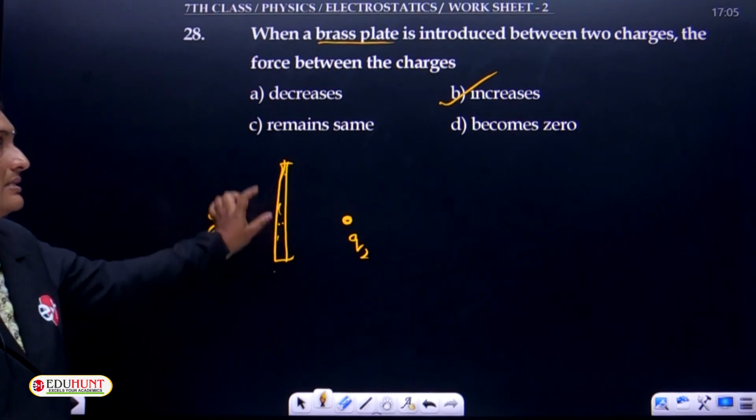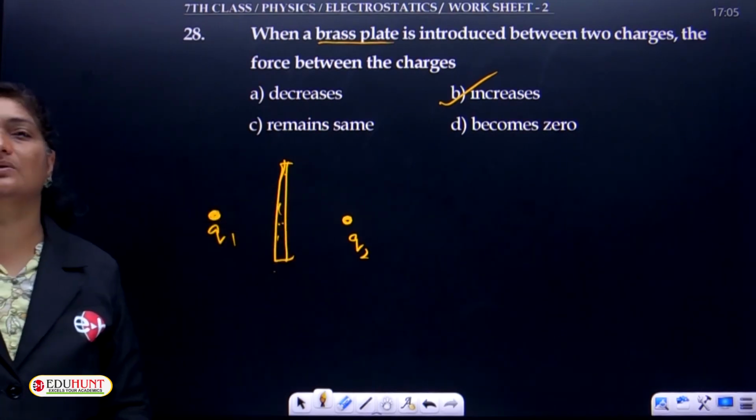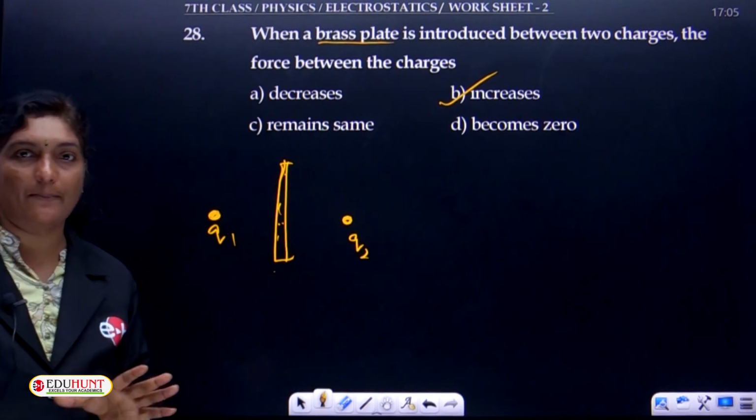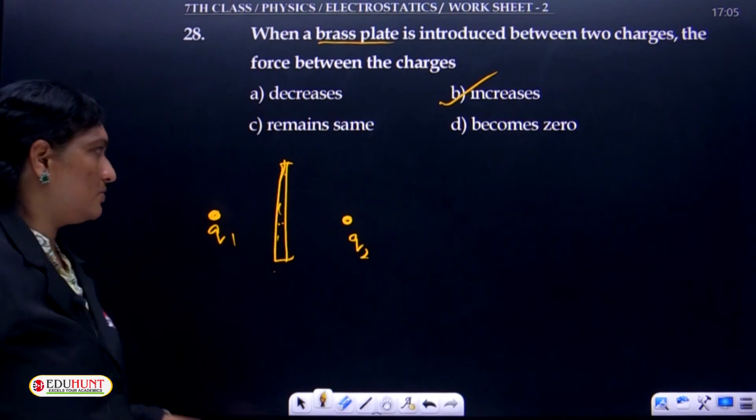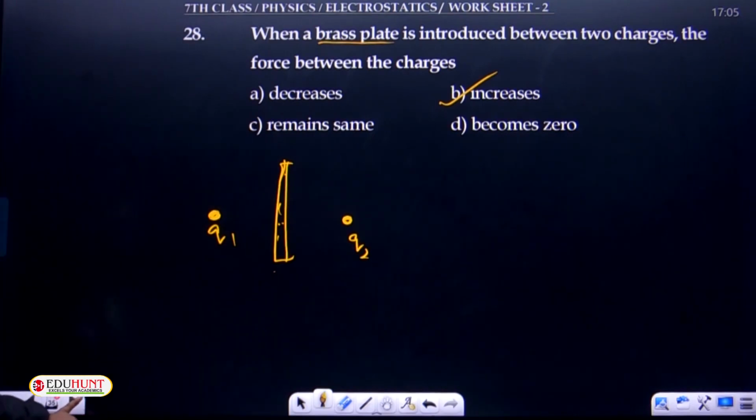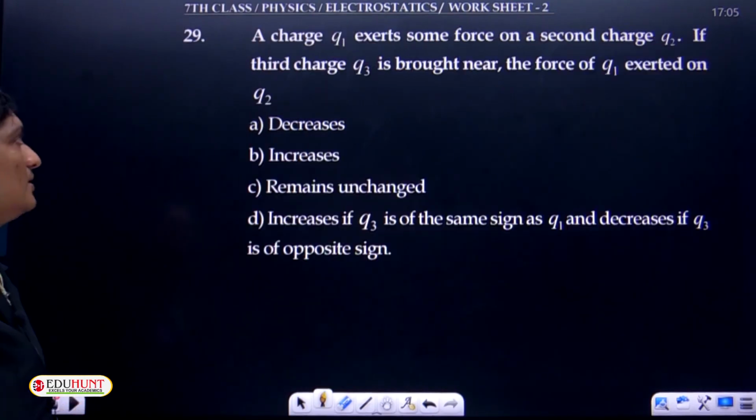So this principle is actually used in capacitors. In the capacitor, the same is used, between the two plates something is introduced. So it increases, children, the capacitance or the force between the two charges. Now moving to the next question, 29.